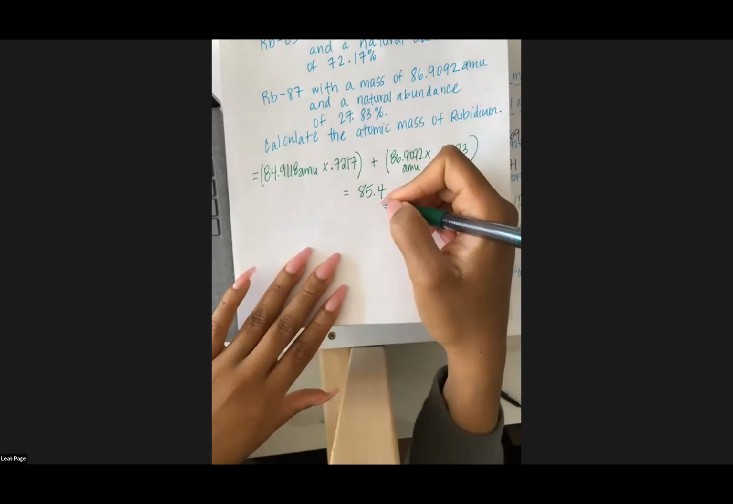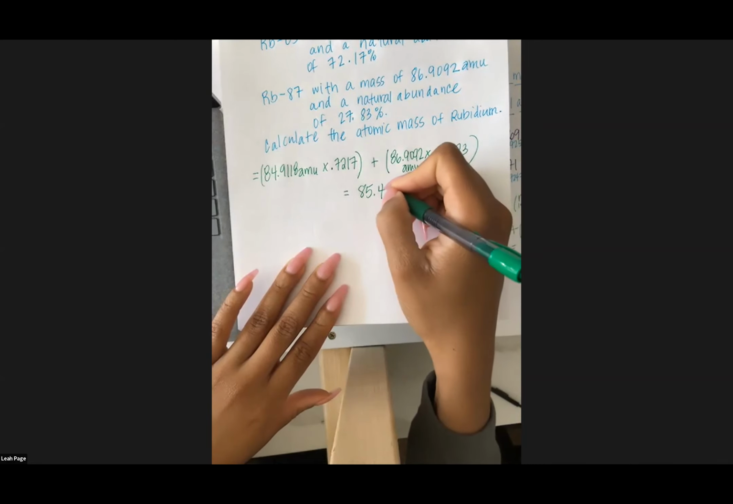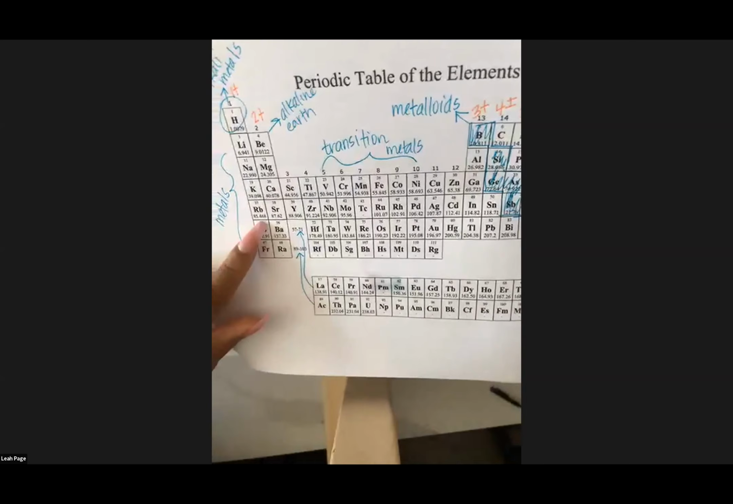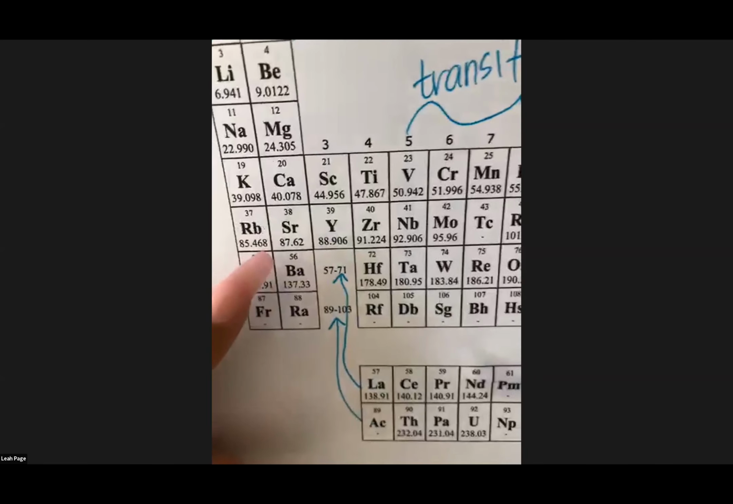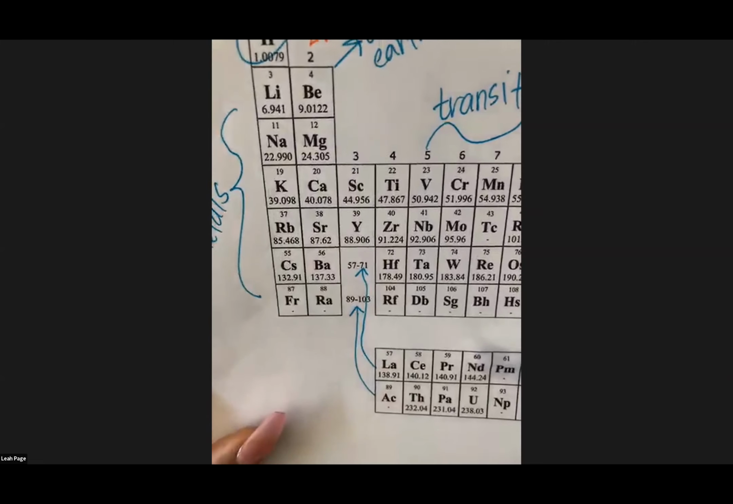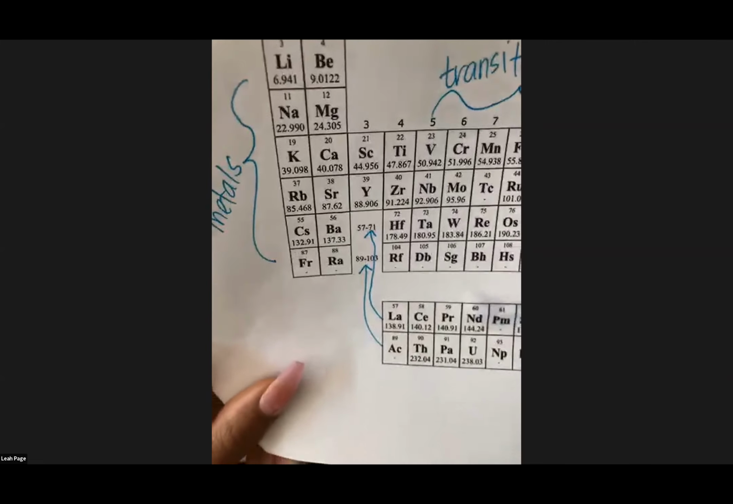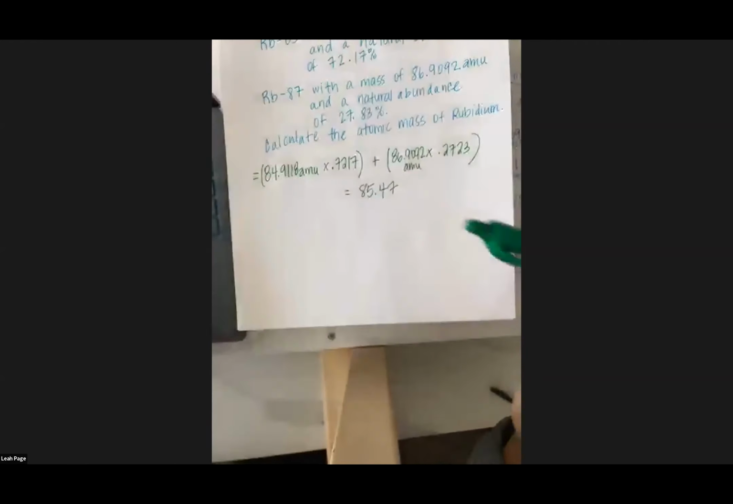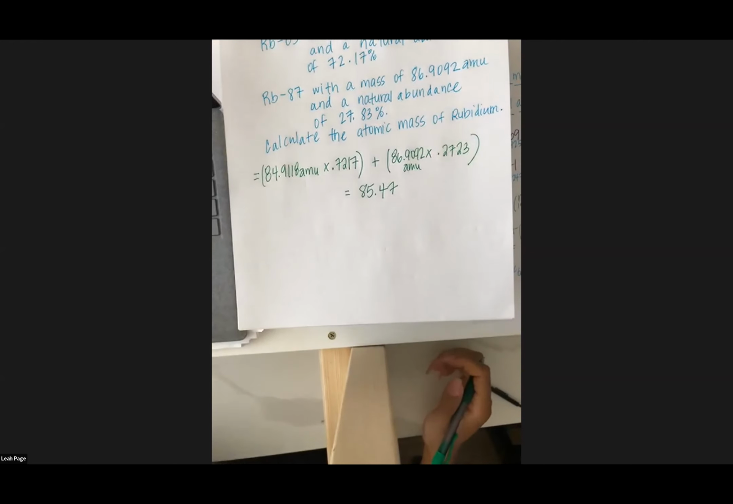85.47. It should be 47 because when I look at the periodic table, it says 468. So if I rounded it up, it should say 47. So you can always double check yourself by looking at the periodic table. Just know on a quiz or a test, it's not going to be any of these elements. It's going to be an element that I've made up, like leonium, which is my name with an IUM at the end of it.